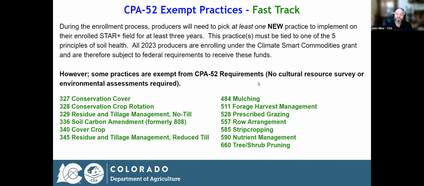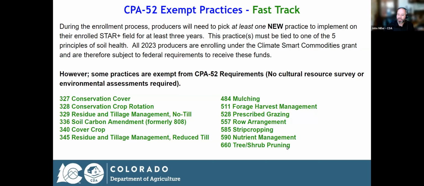Just because the practice is on our list, we would rather not have them just out there using soil health money for tree and shrub pruning. We'd like to know what they're doing with those prunings that might be helping their soil health. So are they grinding them up, mulching them, and applying them as mulch to their trees or other crops, or something like that?